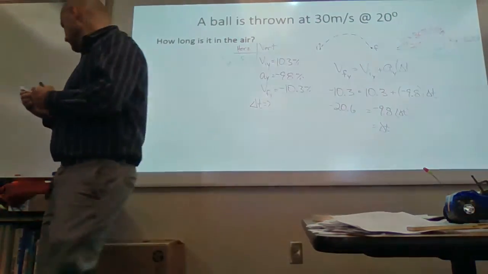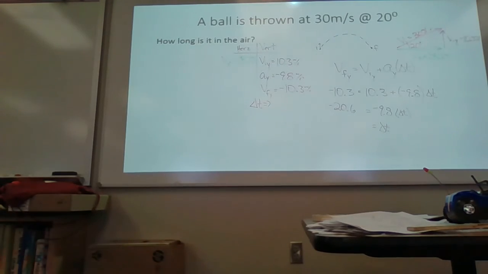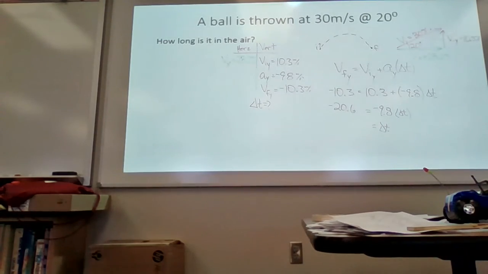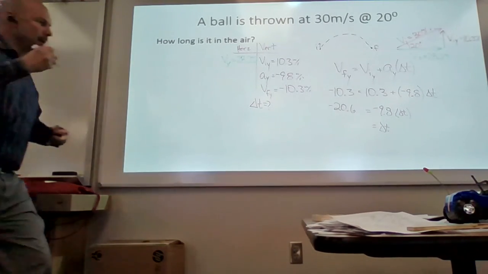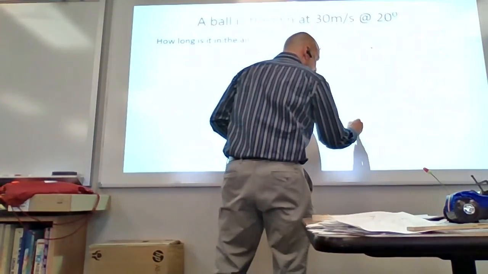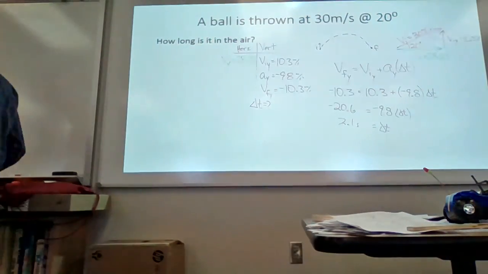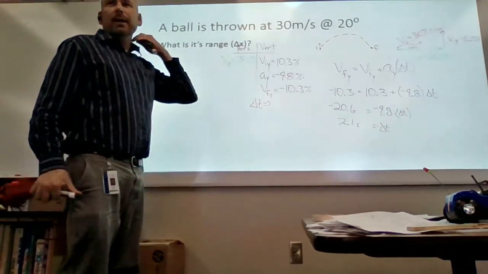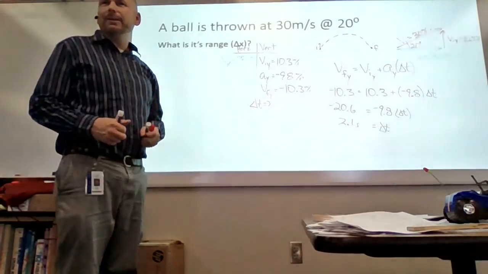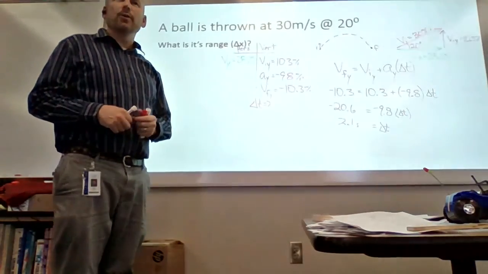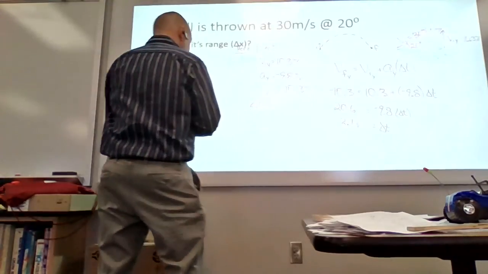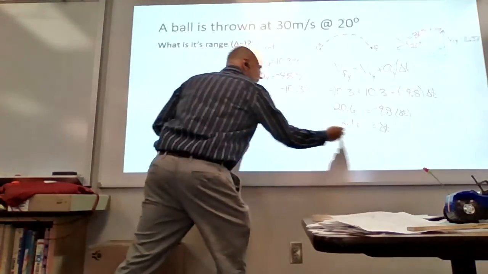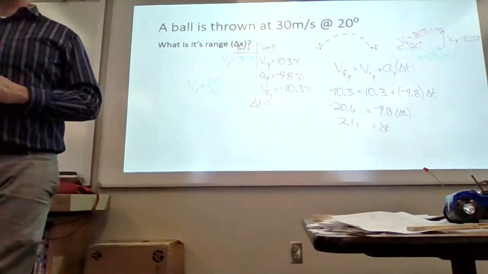Okay, so we get a time. 2.1. And then last thing, if it asks for the range, that's asking for delta X. Think of it like a golf range, not math class range, but like how far it goes horizontally. You're going to a golfing range. So, you take this time, stick it in here, and then that's delta X.